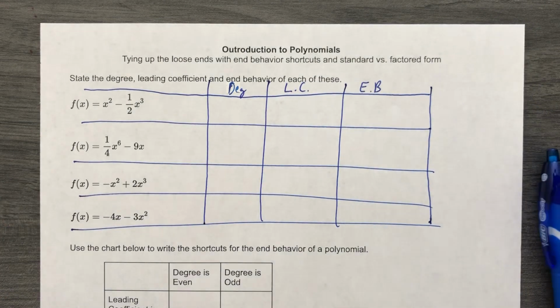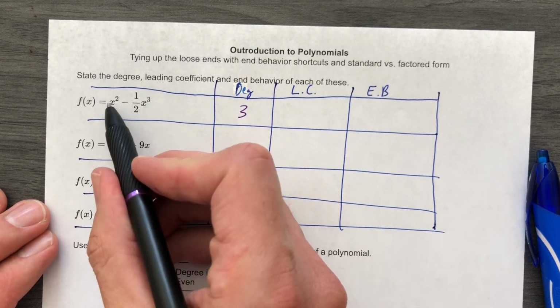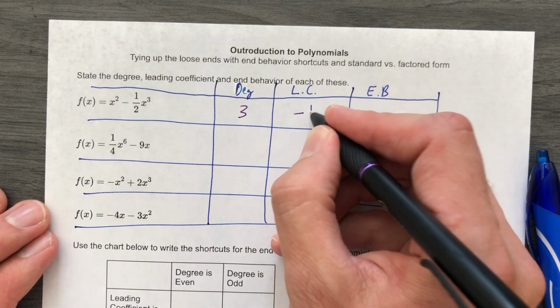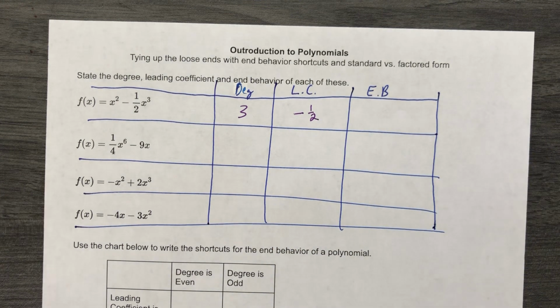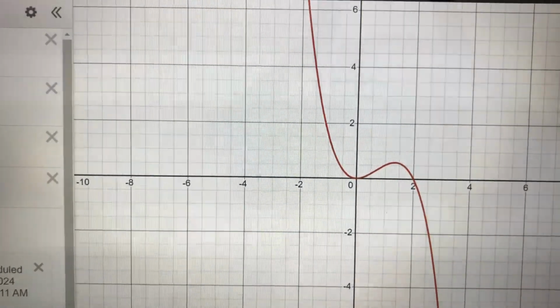The degree of this very first one, highest exponent you see is a 3. The leading coefficient is not 1, it is negative 1/2. The end behavior is, well, let's find out. I've graphed it on Desmos, and I'm going to pull this up. Well, slide this under. And there's the graph.